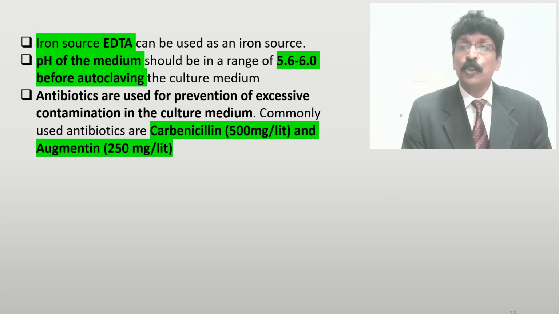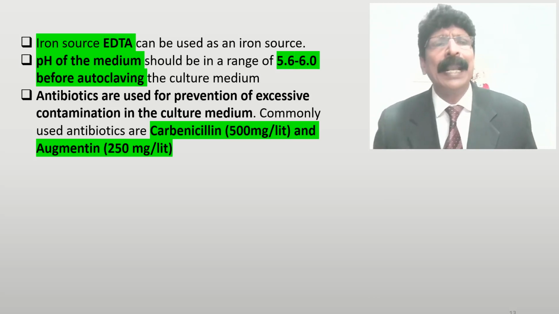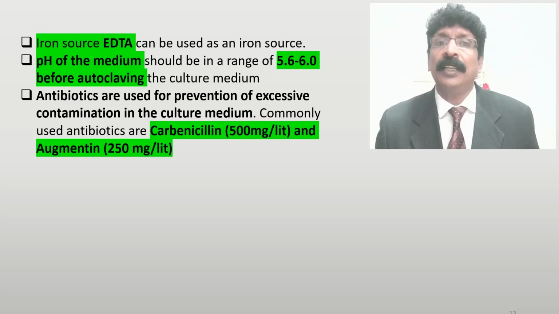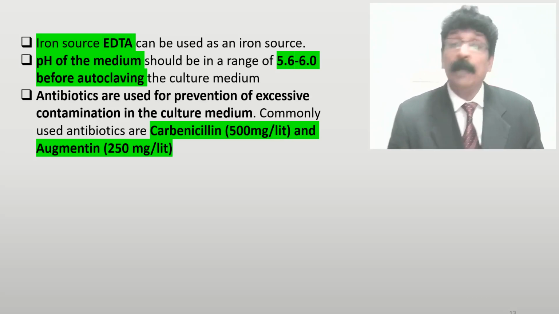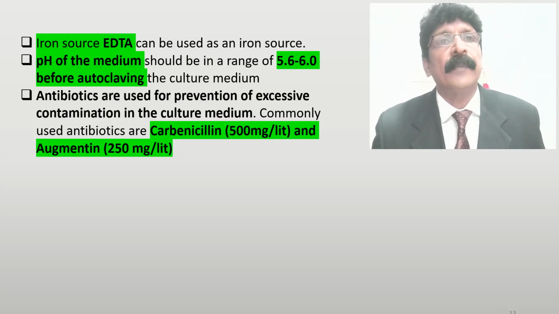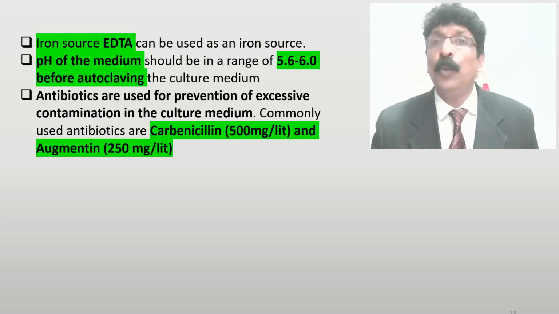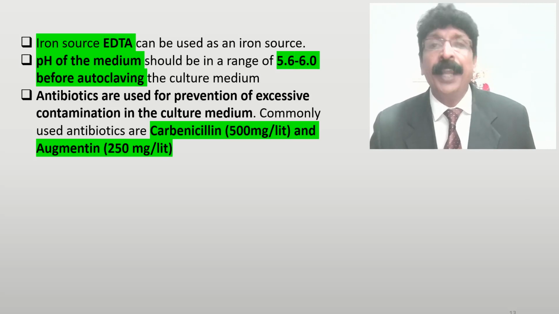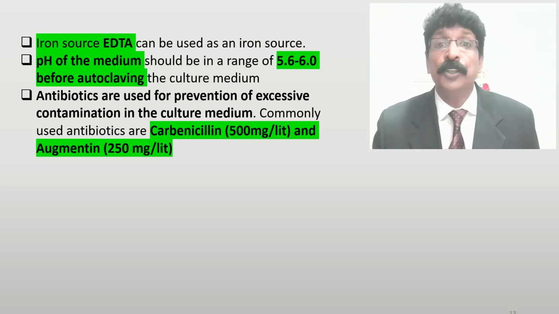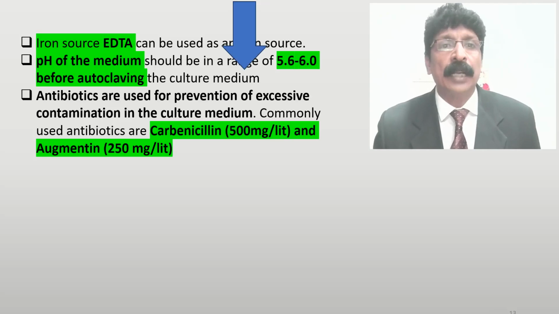Antibiotics are also used to prevent excessive contamination in the tissue culture medium. Commonly used antibiotics are carbapenem, remember 500 milligram per liter, and augmentin, 250 milligram per liter. These are the two antibiotics which we use in the MS culture medium of tissue culture to prevent excessive contamination.